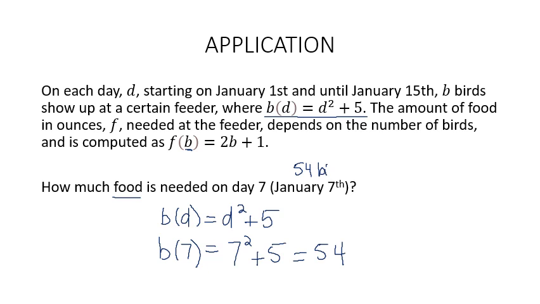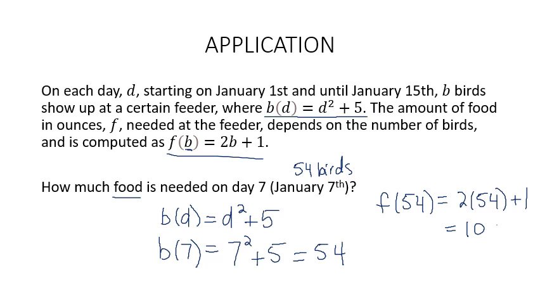So now we can put that into the second function. f of b is equal to 2b plus 1, now that we know the number of birds. And f of 54 is equal to 2 times 54 plus 1, which is 109. So f of 54 is 109. So how much food is needed on day 7? 109 ounces of food, because there were 54 birds.